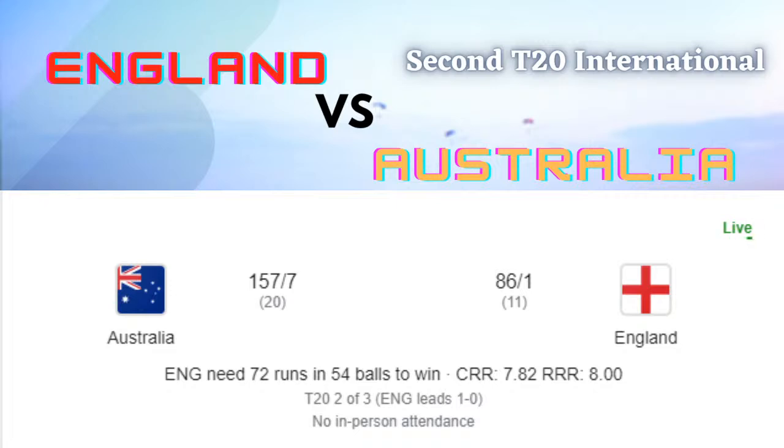11 overs completed. England are 86 for 1. They need 72 runs from 54 balls. The required run rate is just 8 in an over. Ashton Agar is bowling now.